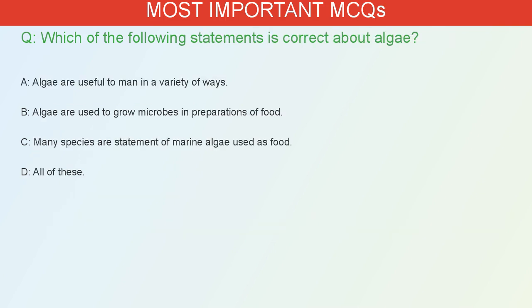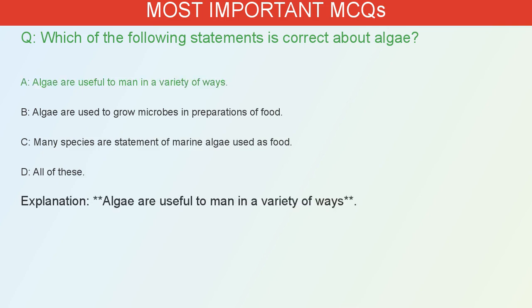Which of the following statements is correct about algae? A. Algae are useful to man in a variety of ways. B. Algae are used to grow microbes in preparations of food. C. Many species of marine algae are used as food. D. All of these. The correct answer is A. Algae are useful to man in a variety of ways.